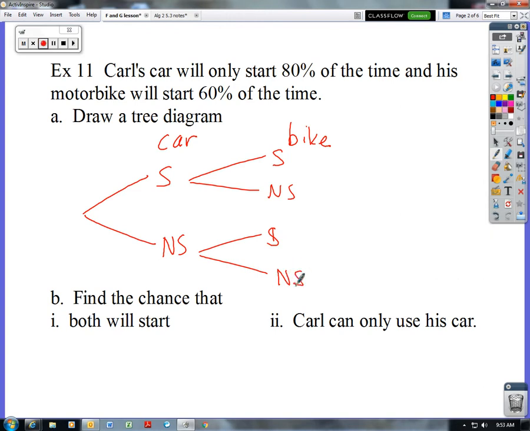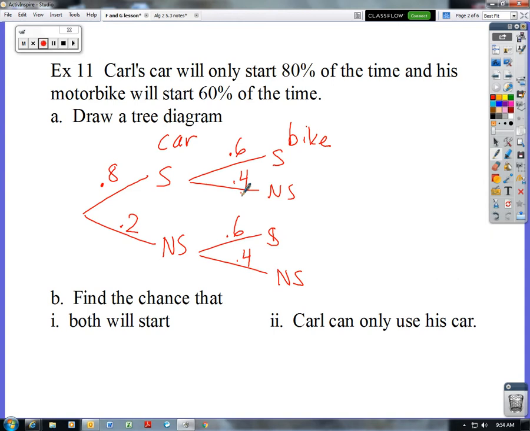The car is going to start 80% of the time, so you can put 0.8. That means 20% of the time it won't start. The bike is going to start 60% of the time, so 40% of the time it will not start, and that's going to be true here and here as well. And so then you can see there's going to be 4 different outcomes. There's the 4 of these branches that you can follow.